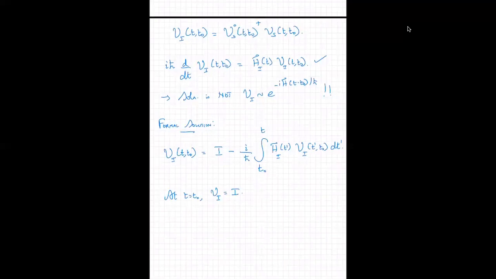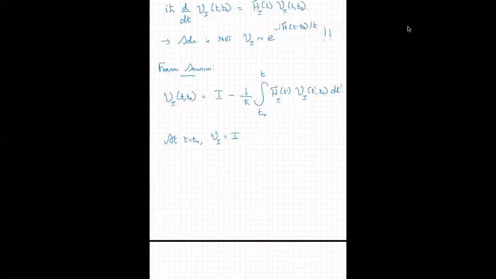Now, the way to verify that this is the formal solution is to plug it back into this differential equation and check, and I leave that to you as an exercise. So you can plug this formal solution back in the differential equation and check that it is indeed satisfied. Okay.